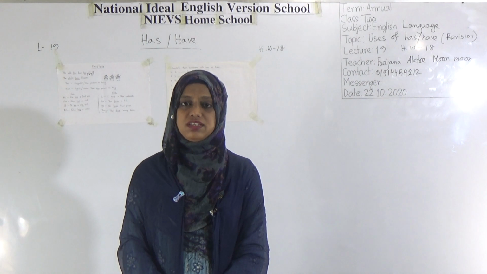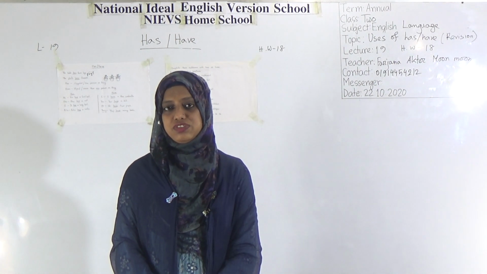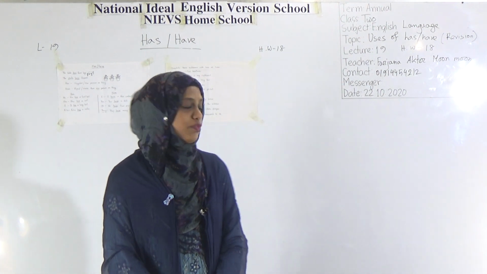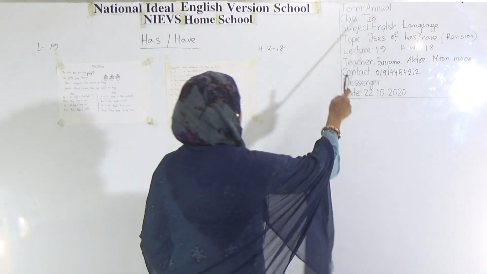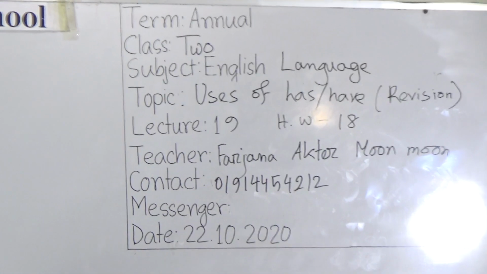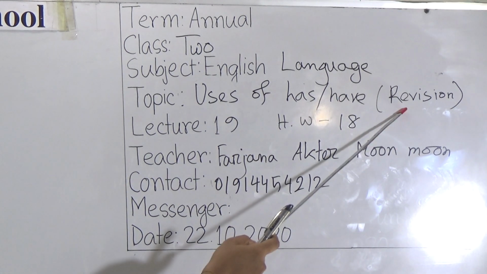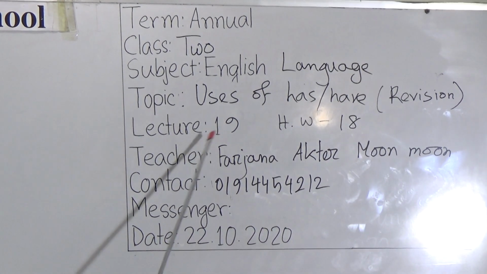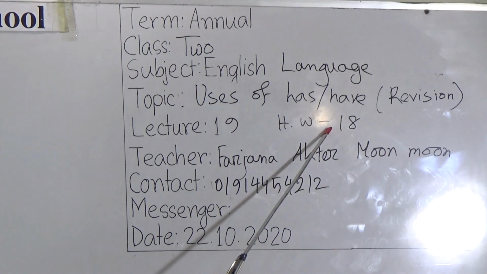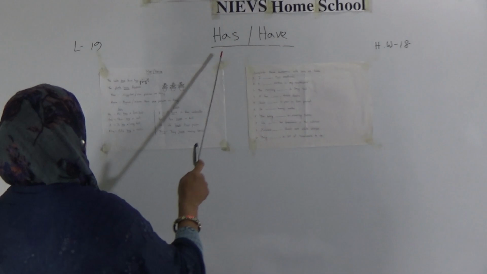I am also fine. I am Farjan Akhtar Munmun, assistant teacher of English, National Ideal English Version School. And I am going to take today the English language class of class 2, and our today's topic is uses of has or have. This is our revision class and our lecture number is 19 and our SW number is 18. Now let's start. We'll see how we can use has or have in a sentence.